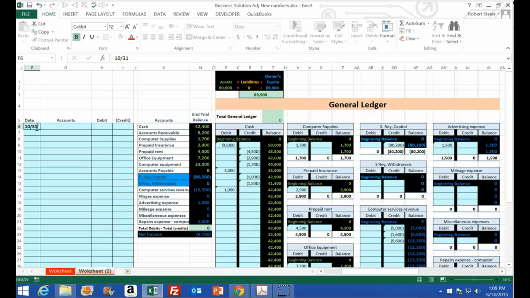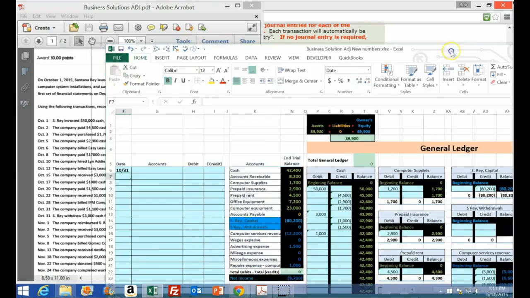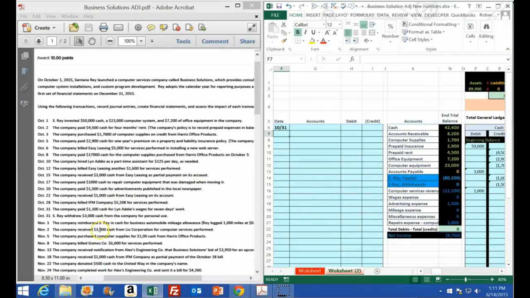1031. Okay, so I'm going to move this to the left-hand side. Once again, we're on 1031. It says that the company paid $1,100 cash to Lynn Addy's wages for the 7 days' work.